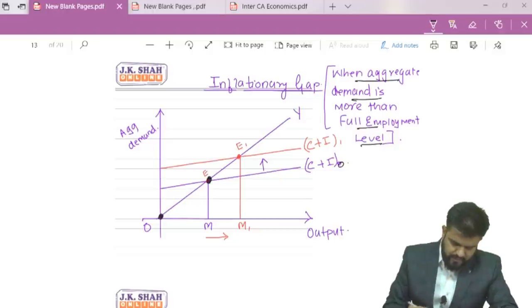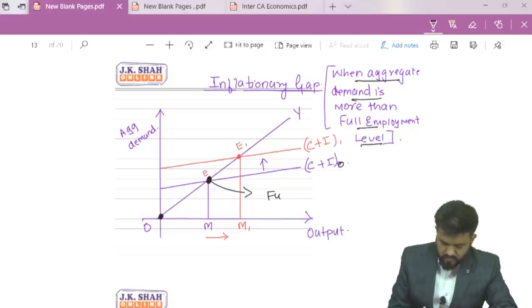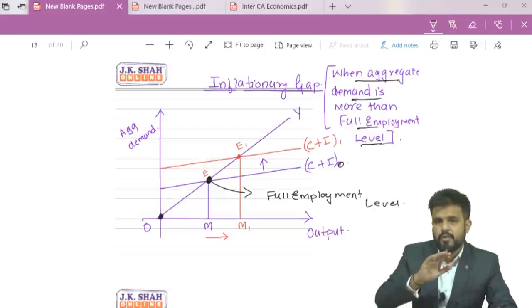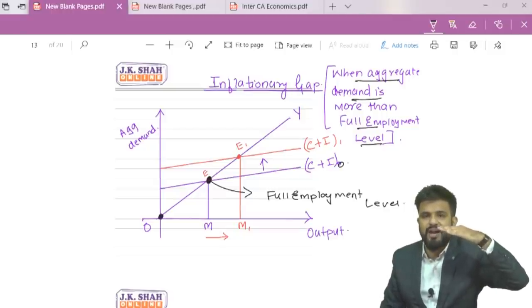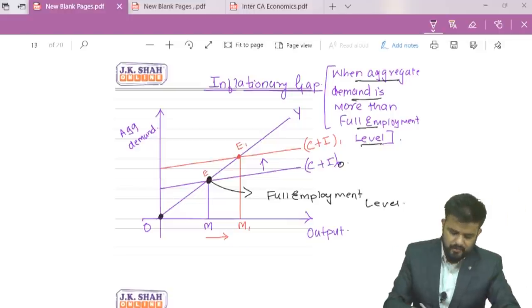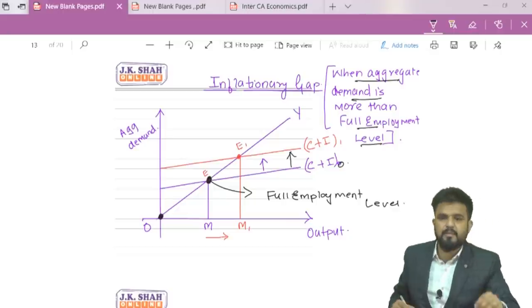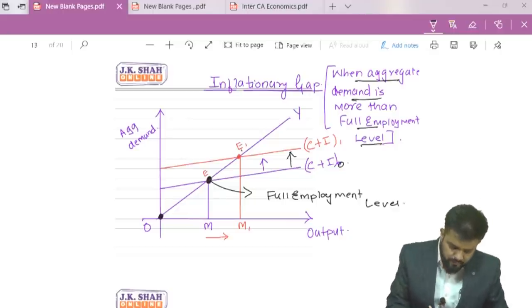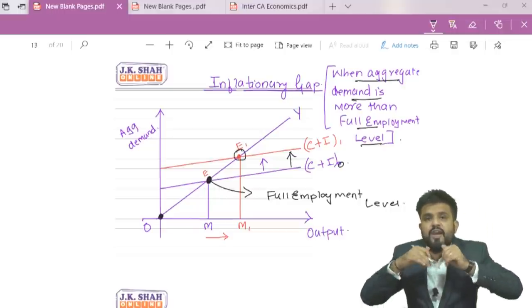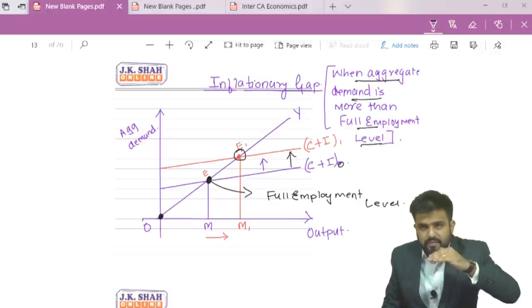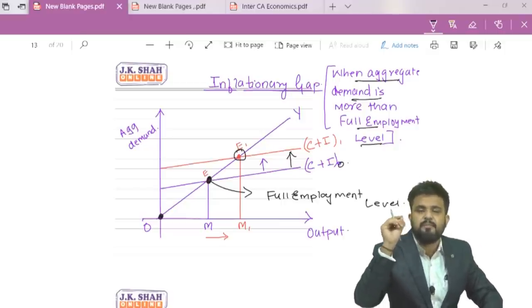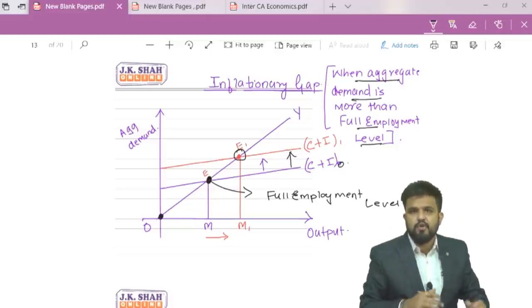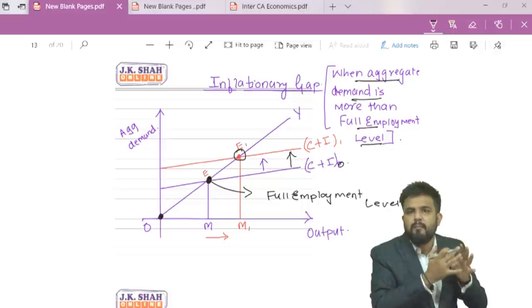They both meet at point E. Now point E becomes the full employment level, where the economy is doing good, the economy is doing normal, the economy is doing fantastic. Now the same curve shifts upwards because of higher demand, because of surplus demand. So the same curve shifted upwards and it becomes C plus I 1. The new equilibrium point is E1. E1 is a point which is way above full employment level. So at that point, demand is very high, GDP is increasing, people are spending. So demand exceeds supply. Simple, more money chasing few goods.